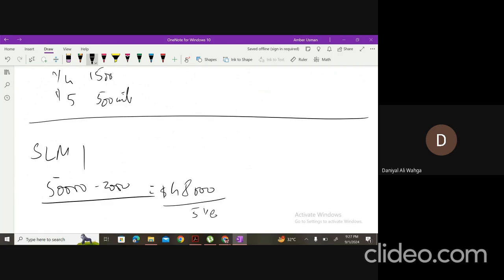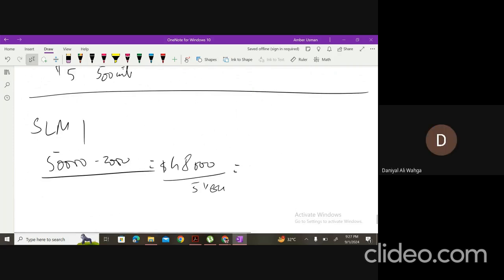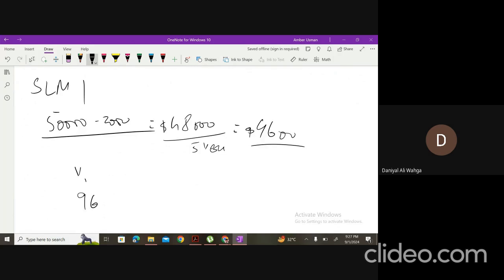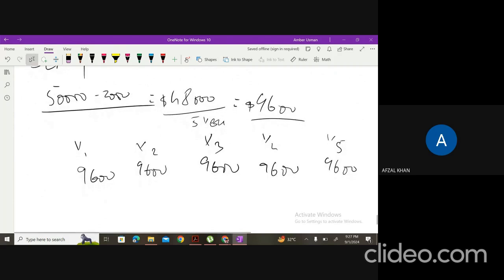Divided by 5 years. Afzal, what is 48,000 divided by 5? 1 minute, sir. 9,600, sir. Yes, this is the depreciation. This will be the depreciation in year one, 9,600. In year 2, again 9,600. In year 3, 9,600. In year 4, 9,600. And in year 5, 9,600. Yes, the figure will not change. This is the SLM method. Okay, this is the straight line method.